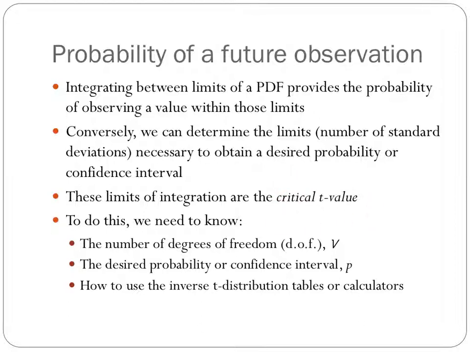So to assign a confidence interval at a known probability level, we need to know three things. We need to know the number of degrees of freedom, which again is defined as the number of samples that are used to estimate the population mean and standard deviation minus 1. We need to know the desired probability for the confidence interval, which is going to be denoted by the letter P. And finally, we need to discuss how to use the inverse t-distribution tables or inverse t-distribution calculators.